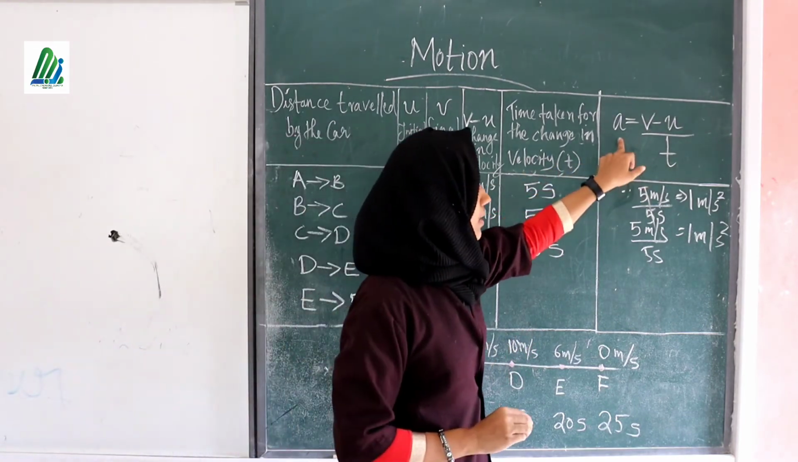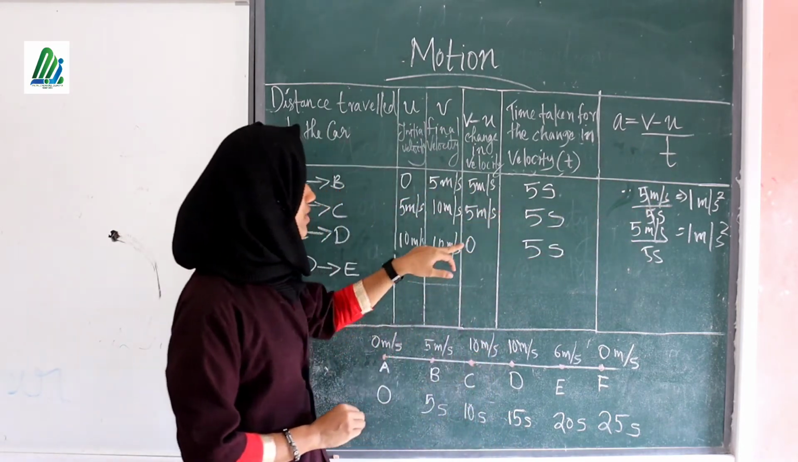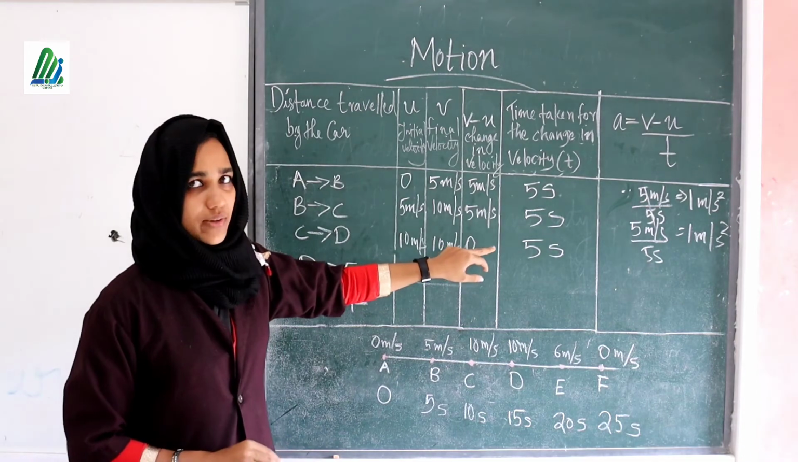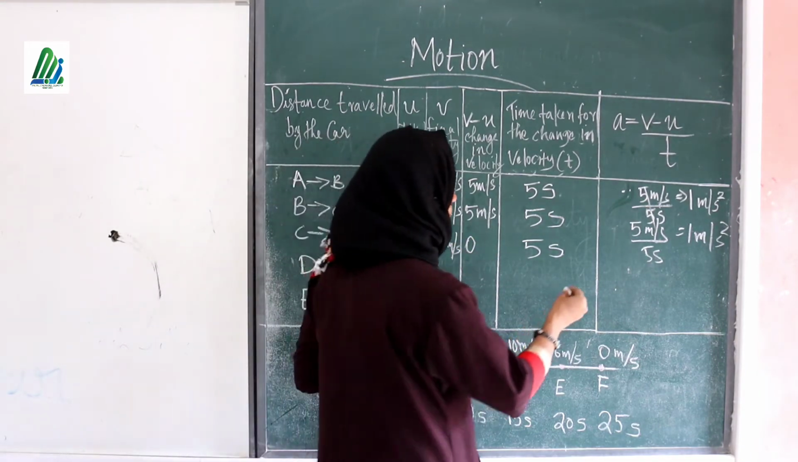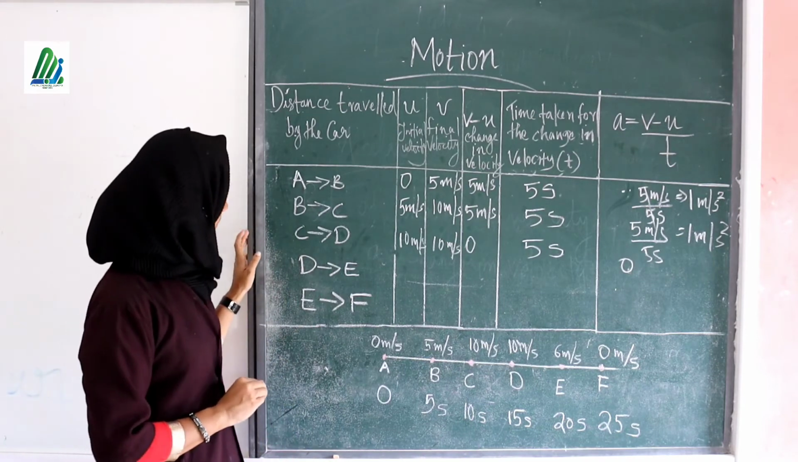So we will get a is equal to v minus u by t. Here v minus u is 0, 0 by 5. That is 0. Is it clear? Shall we move to the next one?